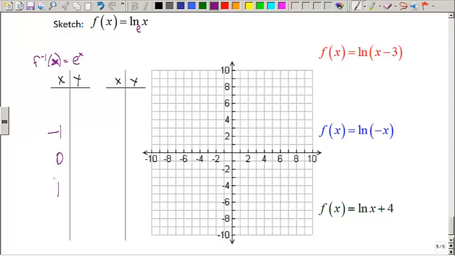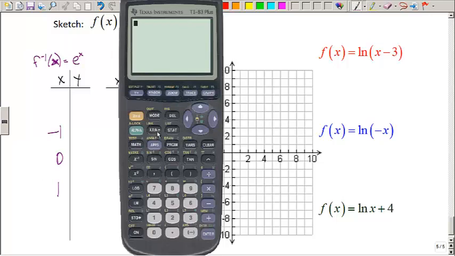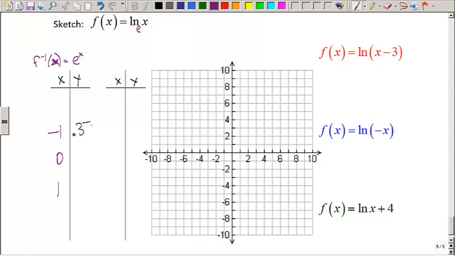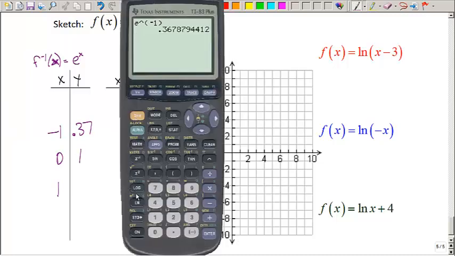I can use -1, 0, and 1 to easily find some points for e to the x. To find e to the -1, I hit the second button, then the ln. See how there's an e, the little yellow e to the x there? And then I type in -1, hit parentheses, and that gets me 0.37. E to the 0 I know is 1, and e to the 1 is 2.72.